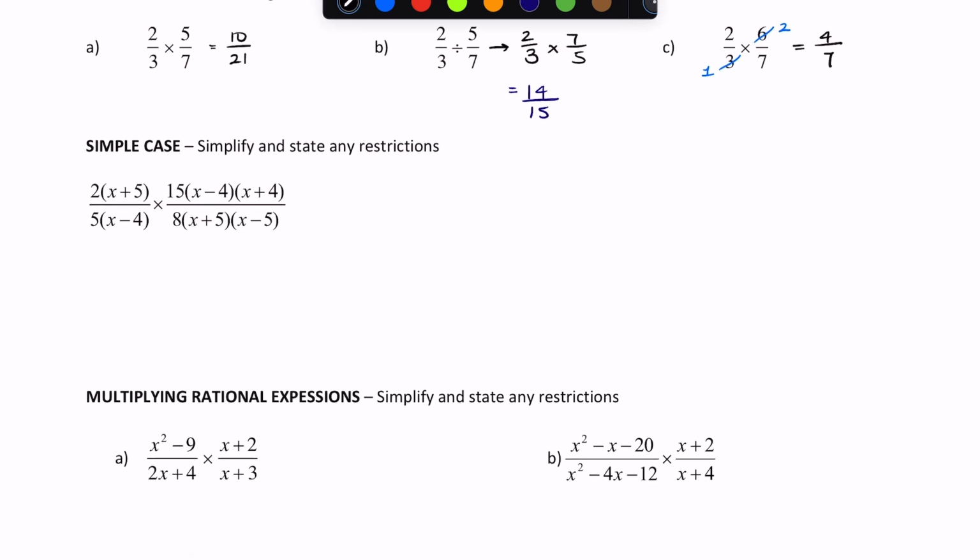So let's start with this case here. It says simplify and state any restrictions. So again, our restrictions come from the denominator. So here, if we write our restrictions, there are values which make the denominator equal to 0. So here, x cannot be equal to 4, and x cannot equal plus or minus 5.